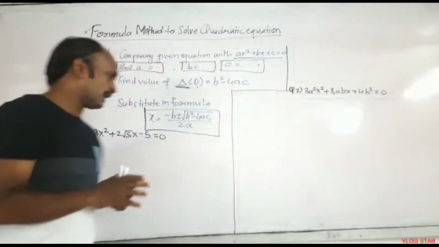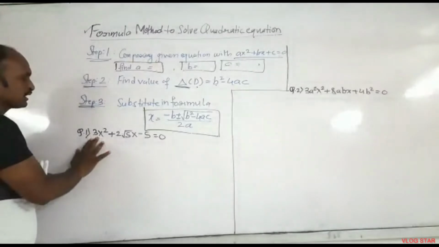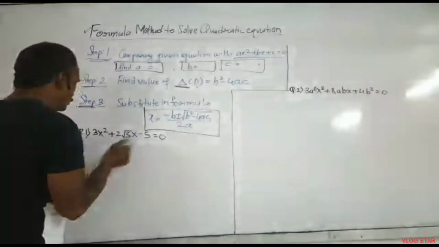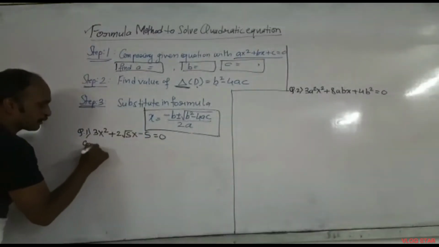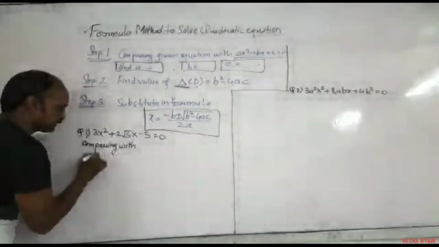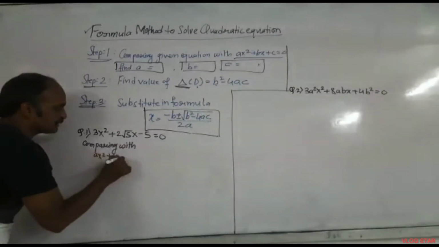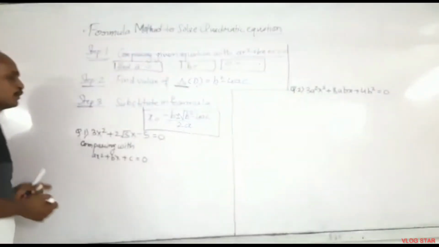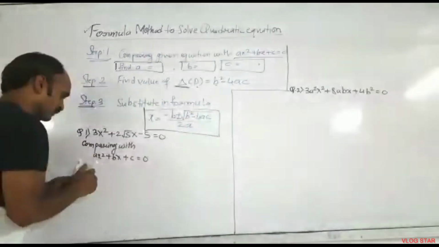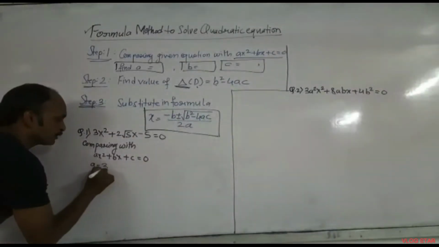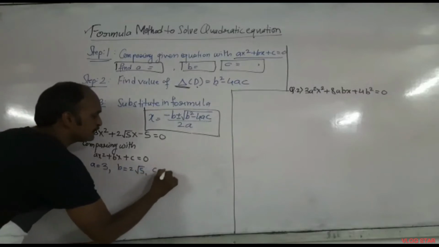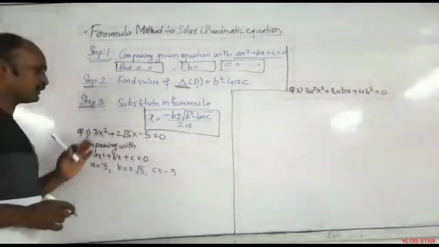I have taken the first example, which is 3x square plus 2 root 5 x minus 5. As I told you, the first step is comparing the given equation. You have to compare the given equation with ax square plus bx plus c is equal to 0. So ax square will be compared with 3x square. So you will get a is equal to 3, b is equal to 2 root 5 and c is equal to minus 5. So that is your first step.